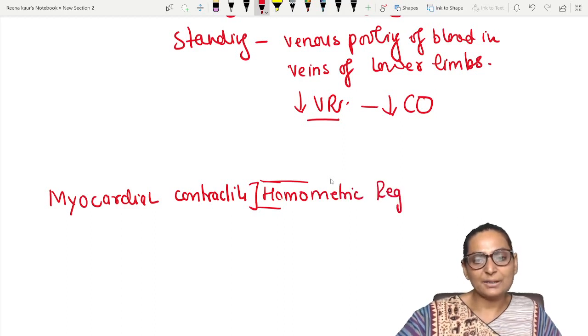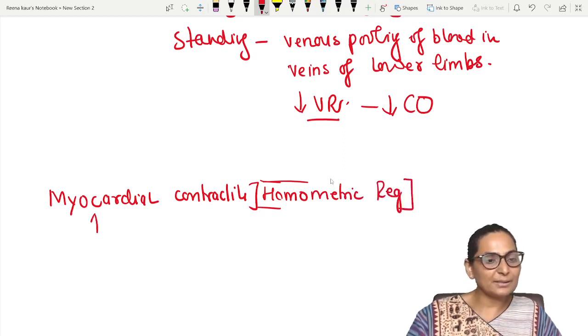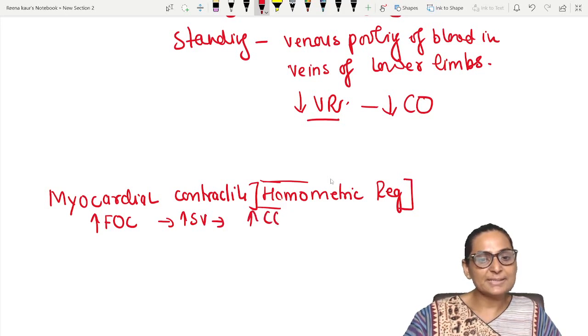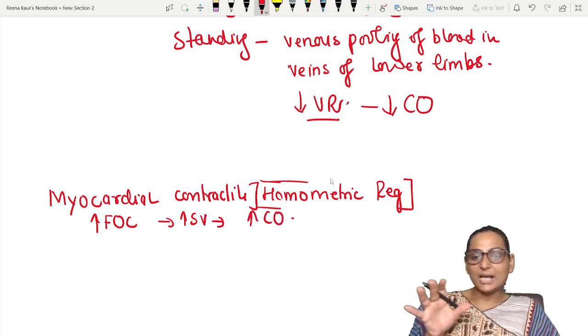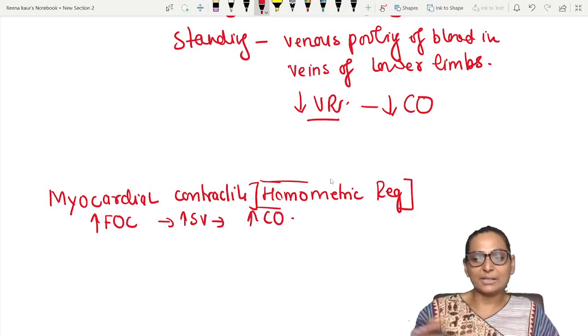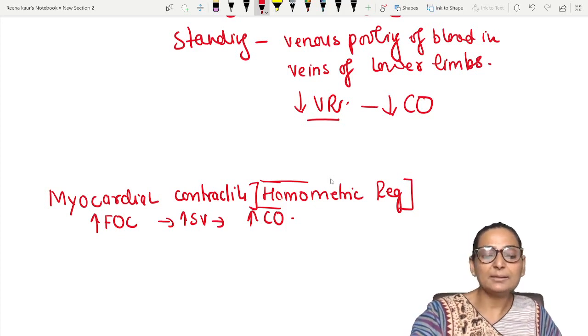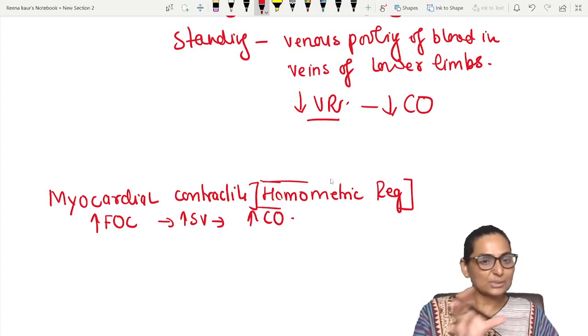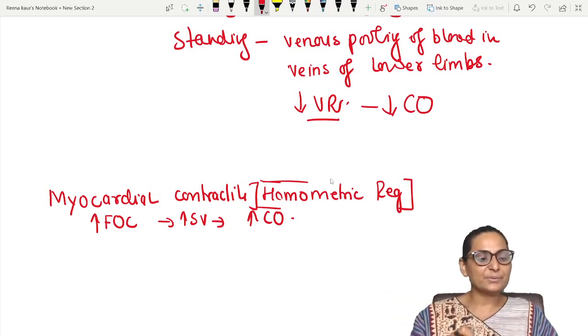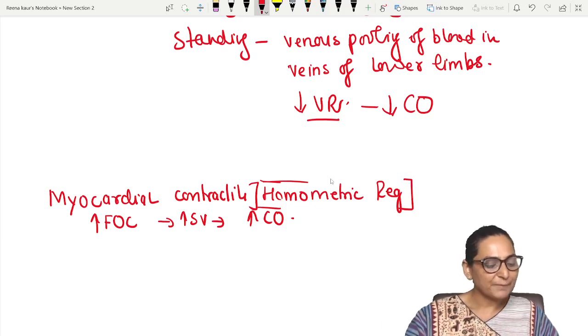So any condition which is going to increase the force of contraction will increase the stroke volume, and will increase the cardiac output. So यहाँ पर you are not increasing or decreasing the amount of blood volume. That means यहाँ पर you are not bringing about any change in the length. So this is not working on the Frank-Starling's law. यहाँ पर you are only concentrating on the force of contraction.